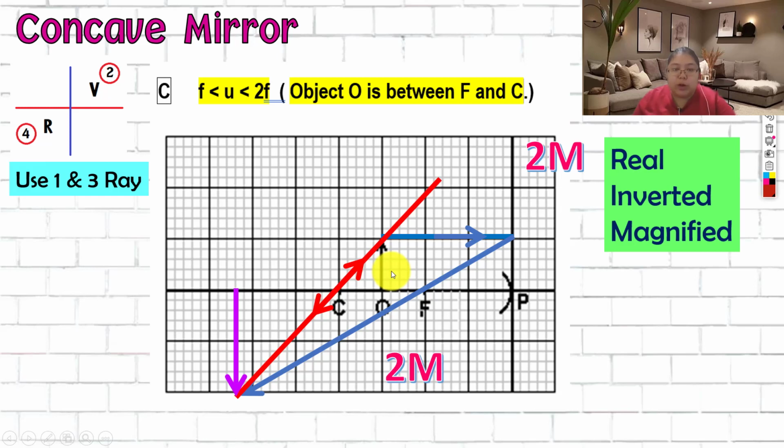Okay, then we continue to move the object. Now the object is between F and C. Now I want to move the object to the C. That means now the object is at the 2F. We see what happens.